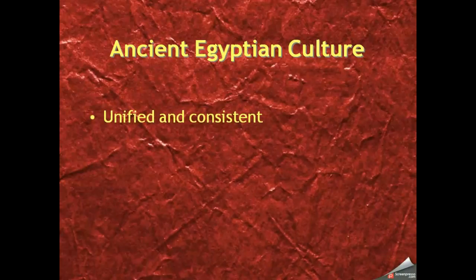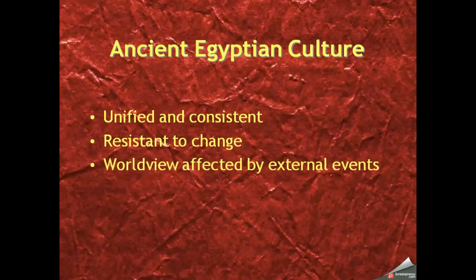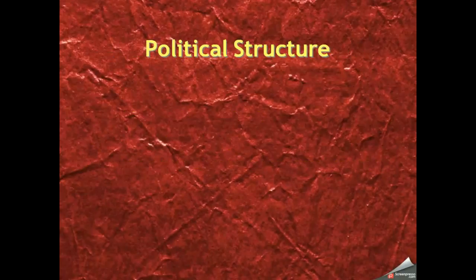Ancient Egyptian culture was unified and consistent. They were a very provincial people. They were settled, so they were not nearly as liberal, if you want to use that term, as people who engaged in trade and were constantly in contact with different types of people. Hence, they were resistant to change. We would call that conservative today. So their worldview was certainly affected by external events.